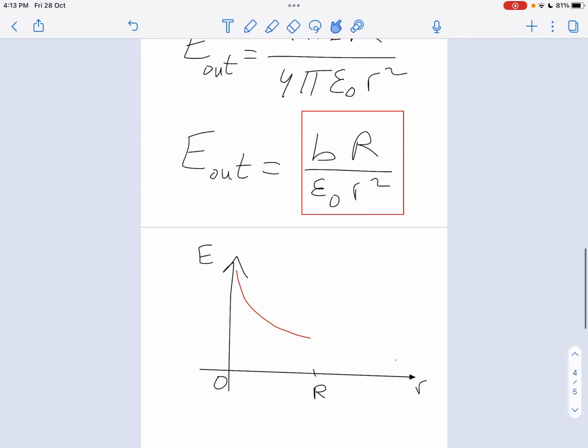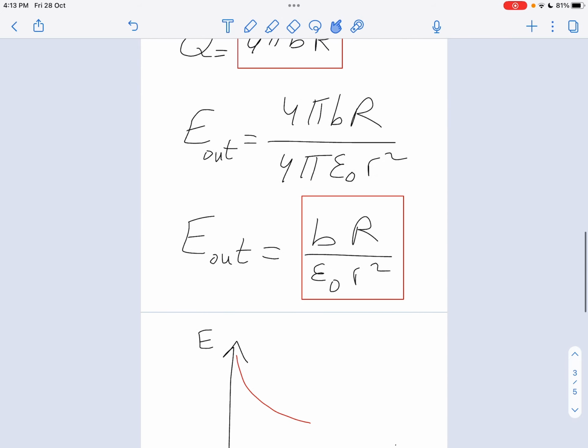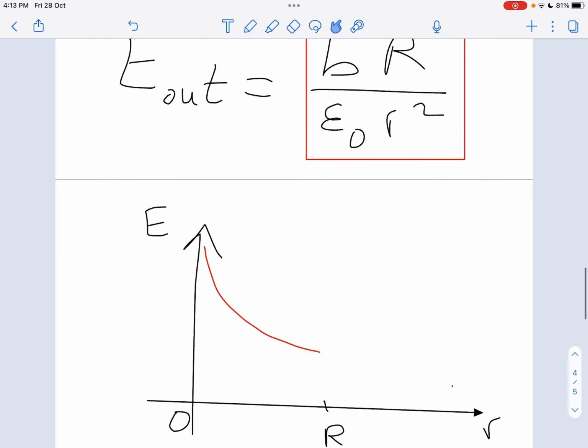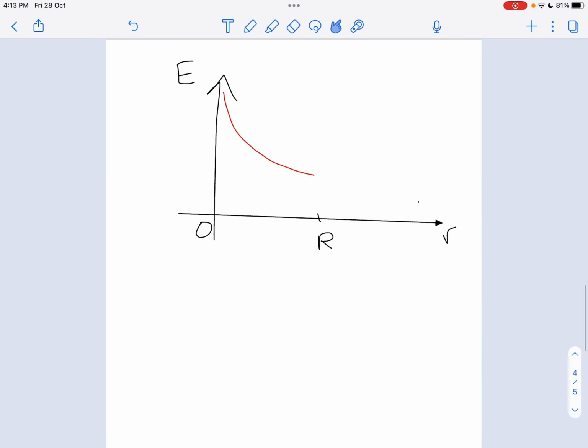And the electric field outside is b capital R over epsilon 0 r squared. Also, I have r squared in the denominator, so it's also decreasing, but steeper because it's divided by r squared. So from that point, it's going to be steeper now. Let's draw a steeper curve, something like that. It didn't appear to be steeper, let me fix this one. Let's make that one something like that, and this one is steeper.